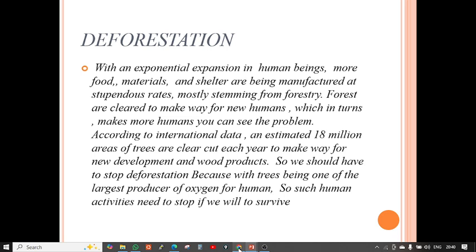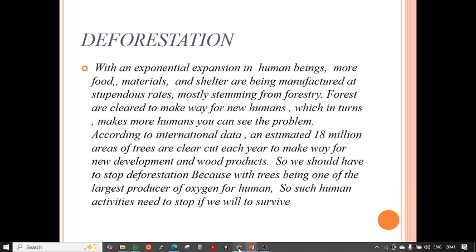For more food, materials and shelter, we are just cutting down trees, and products are being manufactured at different rates, mostly stemming from forestry. There we can cut down the forest to get forest products like timber, wood, all the things we use in our daily lives.